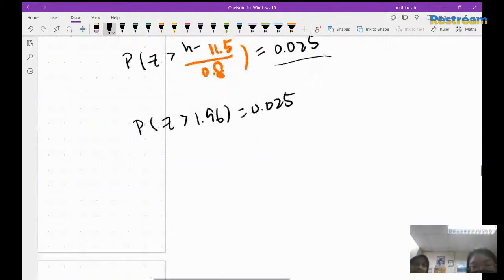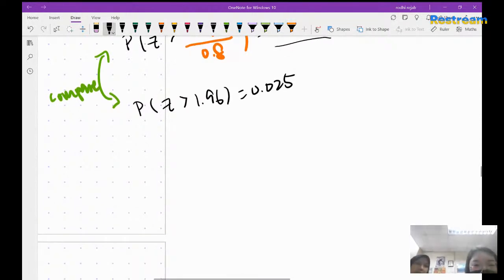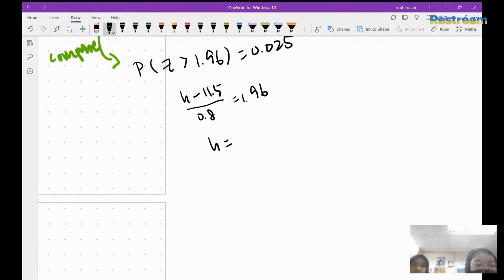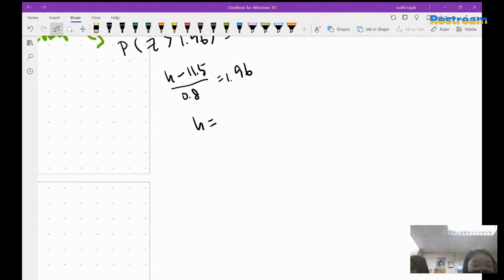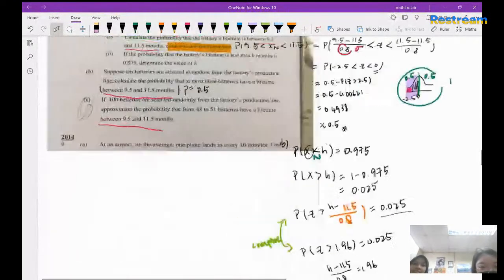So to find H, we compare these two. Compare, then H minus 11.5 divided by 0.8 equals 1.96. So to get H, it is 13.068. This is A2.